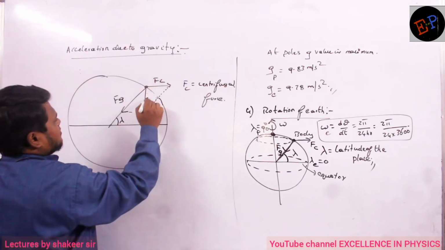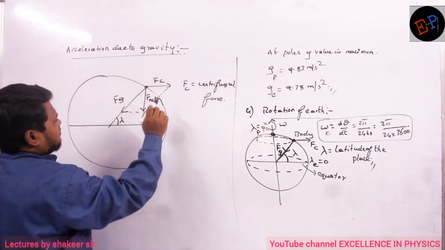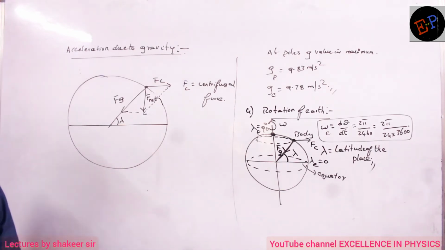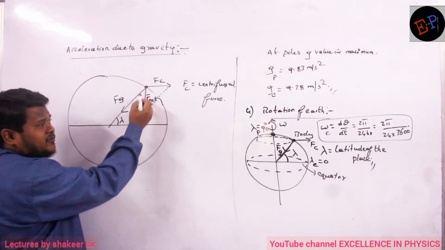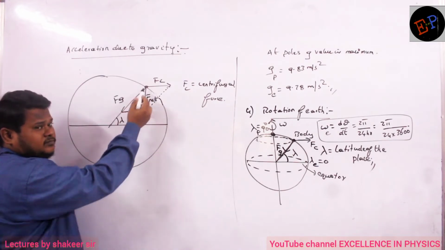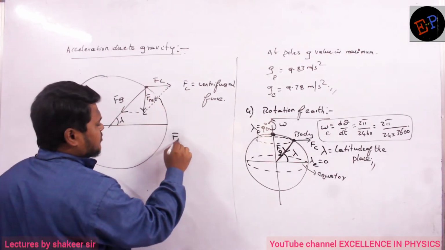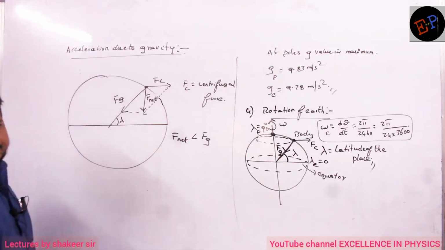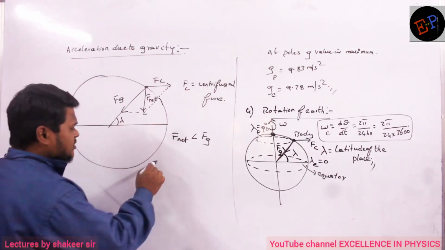This is Fc, this is F net. Net force acting on that body. Understood? And see the length of F net. F net is less than Fg, no? Okay? Net force is less than gravitational force. Clear, no?